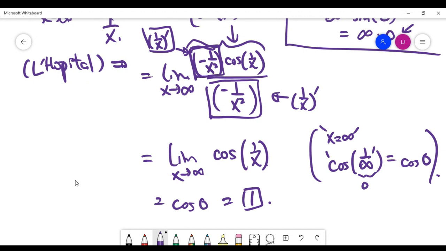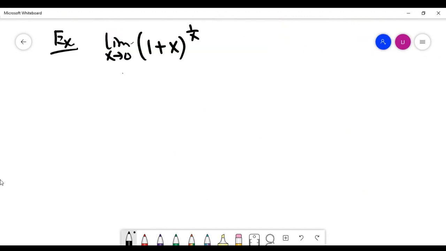Let's look at one more problem. Please look at the current problem. We're trying to resolve this limit. You see now the power itself is a function of x, so it is somewhat tricky to deal with such a problem. Let's replace x by 0 to see what's happening to the function.